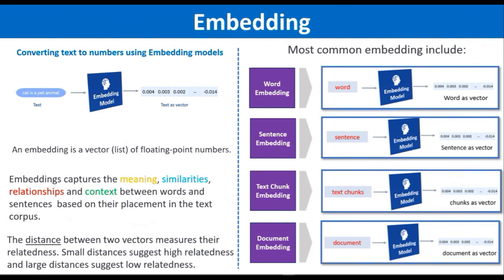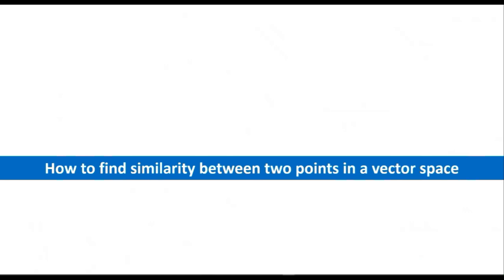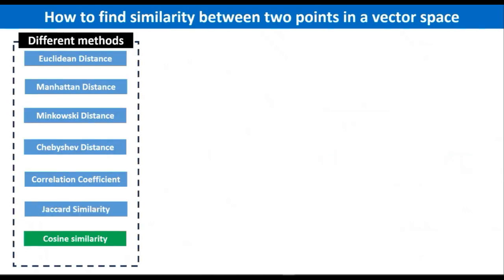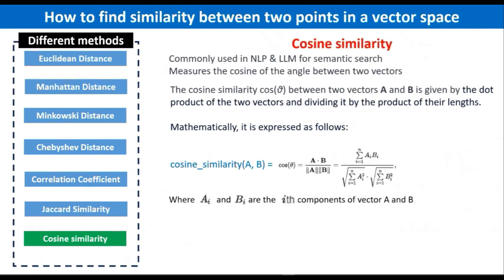All right. So as I said, once your text is converted into the dense numerical representation, which is also called the vector representation, you need to find the relationships between the words, the sentences, and the documents out of those numerical representations. So how do you do that? There are different methods, like Euclidean distance, Manhattan distance. There is also cosine similarity. The cosine similarity is the one used in natural language processing and LLMs for semantic search.